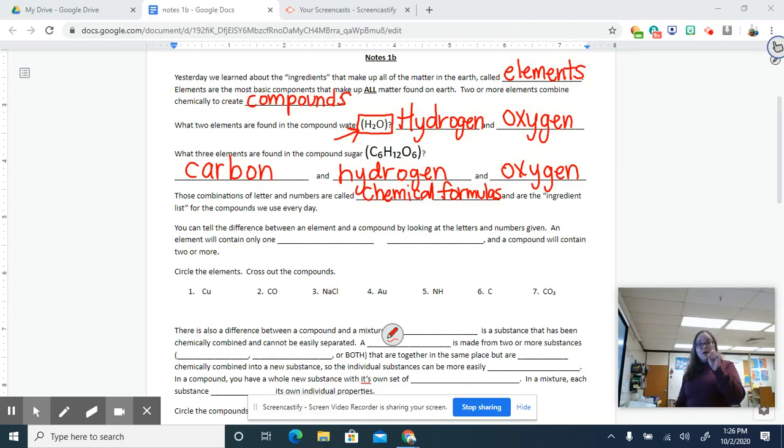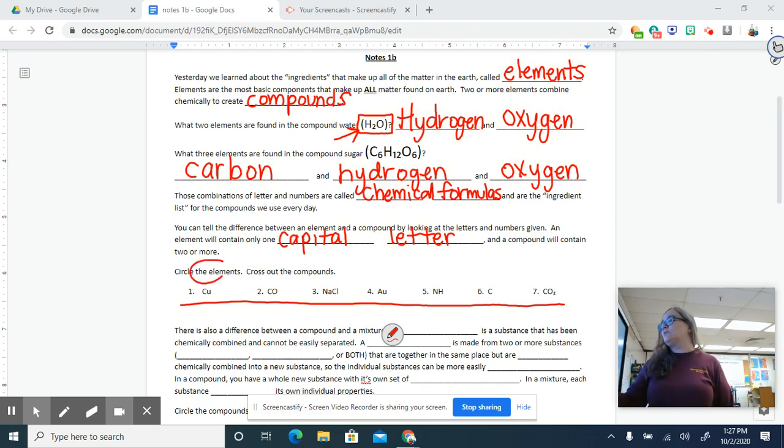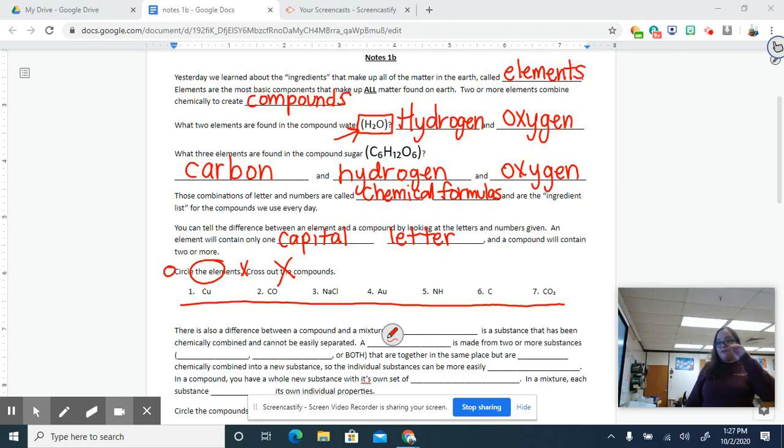If it has only one capital letter in the set, then it's an element. If it has two or more capital letters, then it is a compound. All right, I want you to look at these. Decide, is it an element? Is it a compound? If it's an element, circle it. If it's a compound, cross it out. If you're typing, if it's an element, put a circle next to it. If it's a compound, put an X next to it.